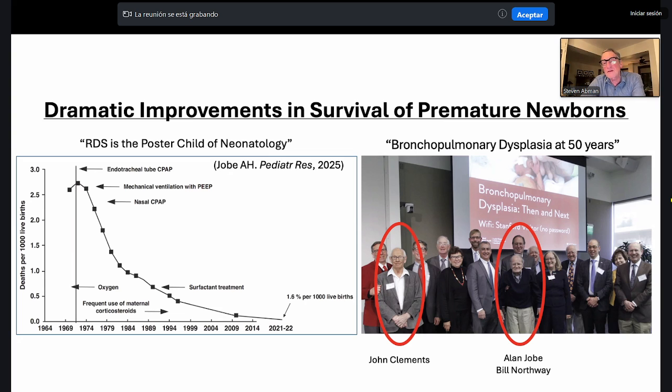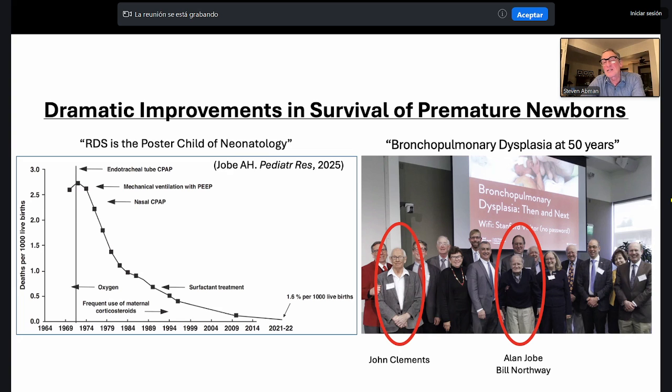describing their histopathology. And so we had a wonderful conference in Stanford to honor him and his work and to think about BPD, the then and the next. And then lo and behold, right behind him is Alan Jobe. And most of you know Alan, and Alan's been tremendous with what he's done with teaching us about how to use surfactant wisely, how to understand its biology, how to mature the lung with steroids. And so we have the then and the next shown here.